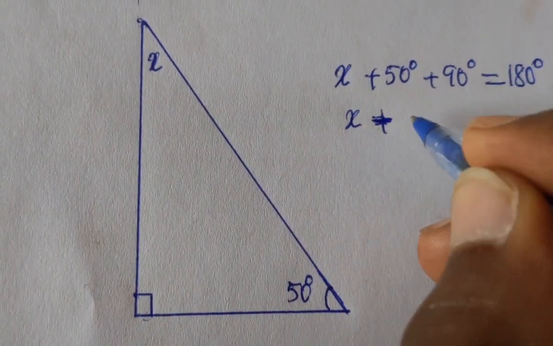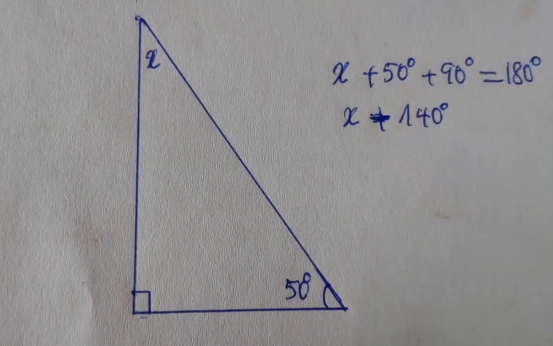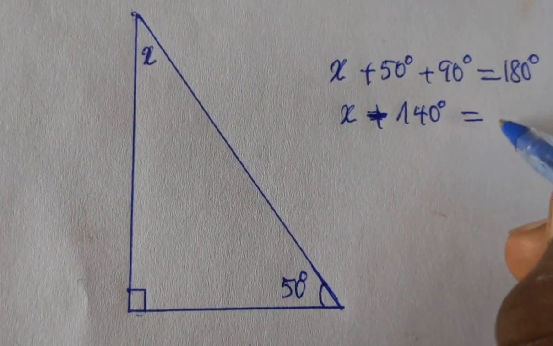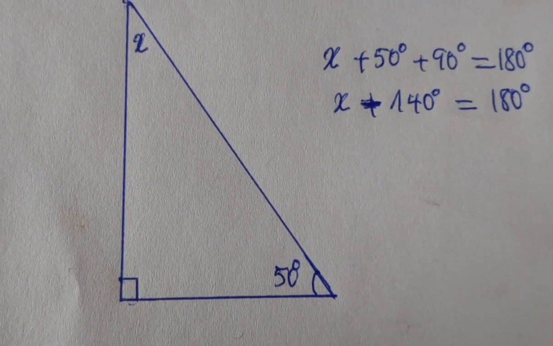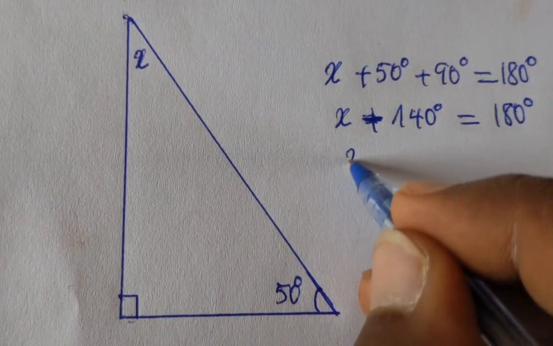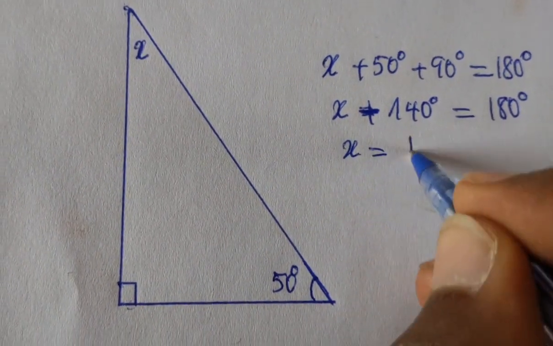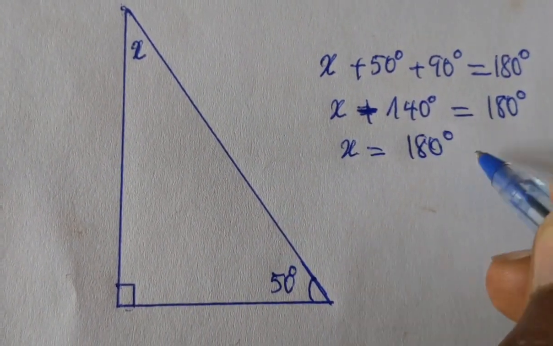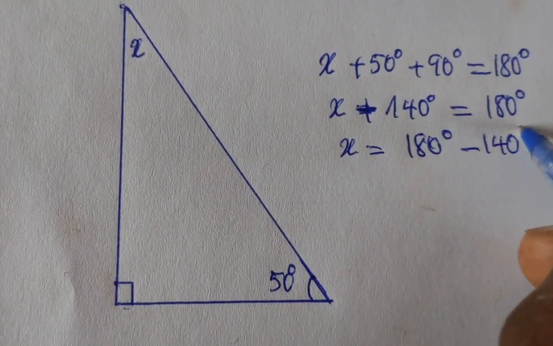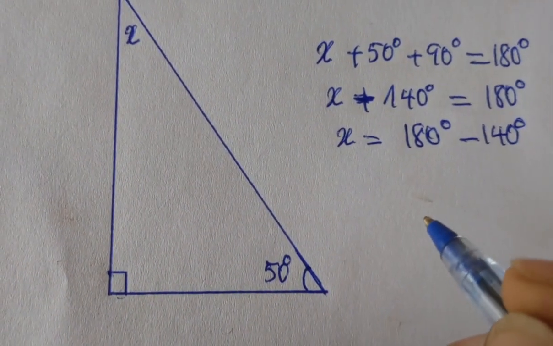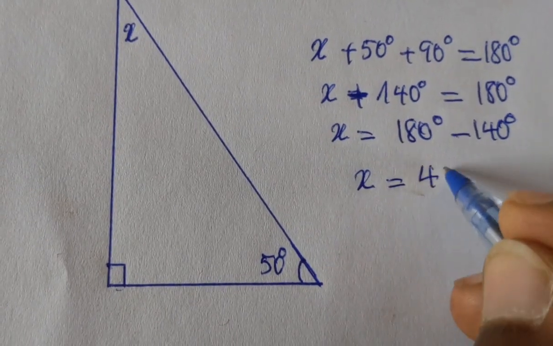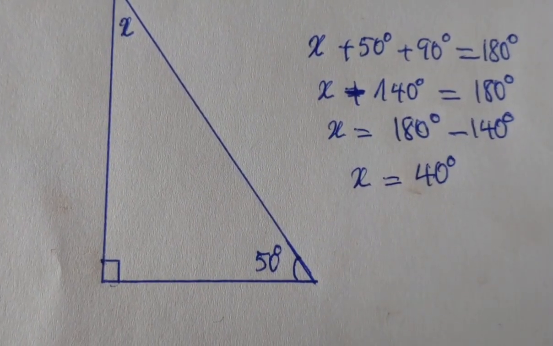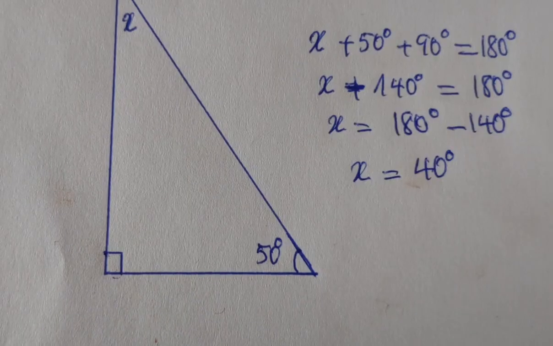And then here it will become x plus, once I add 90 plus 50, is 140, equal to 180 degrees. And then here I'm going to subtract, x will become 180 degrees minus 140 degrees. And then x is equal to 40 degrees. To mean the third corner measures 40 degrees.